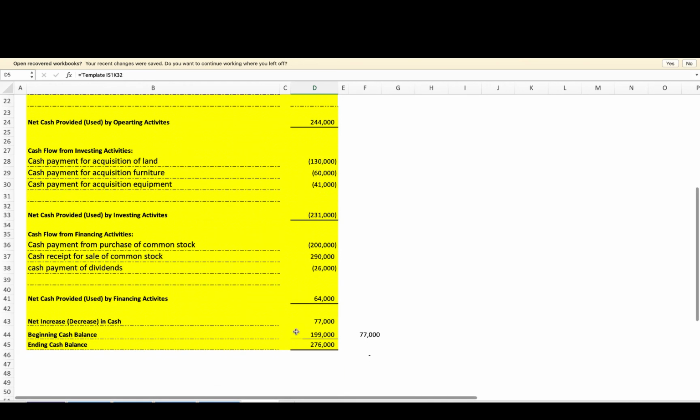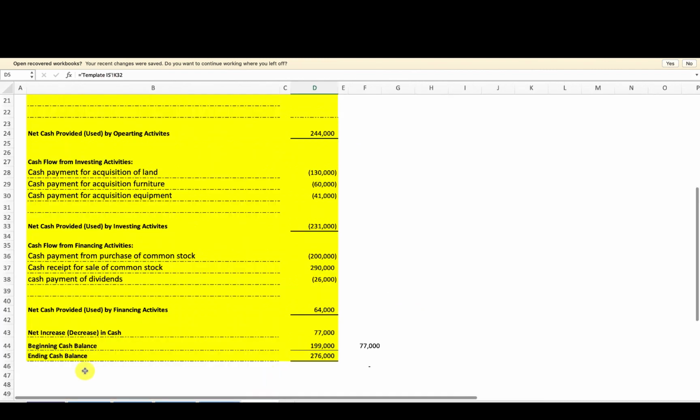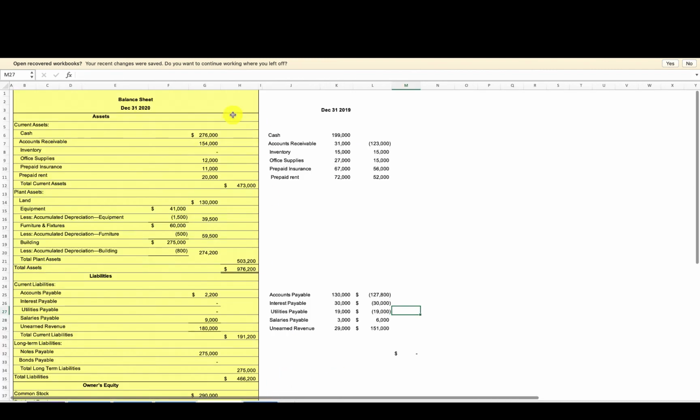All right. My last step now is to check my numbers. So I compare the beginning cash balance and the ending cash balance. Where do I get these numbers from? I go to my balance sheet. The beginning cash balance is your 2019 balance, or the balance for the prior year, which is $199,000, right? And then my ending cash balance is the 2020 balance, so the balance for the current year, which is $276,000. This is my beginning, this is my ending.